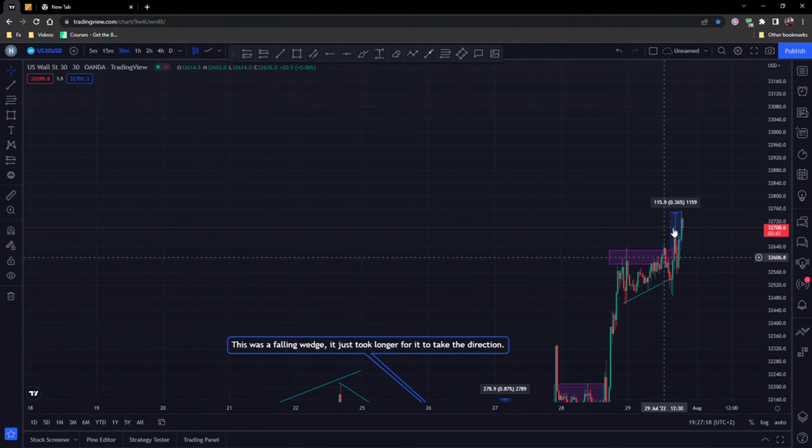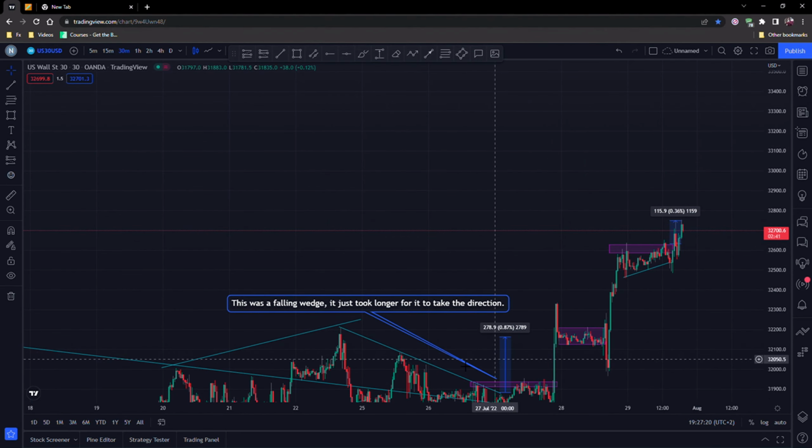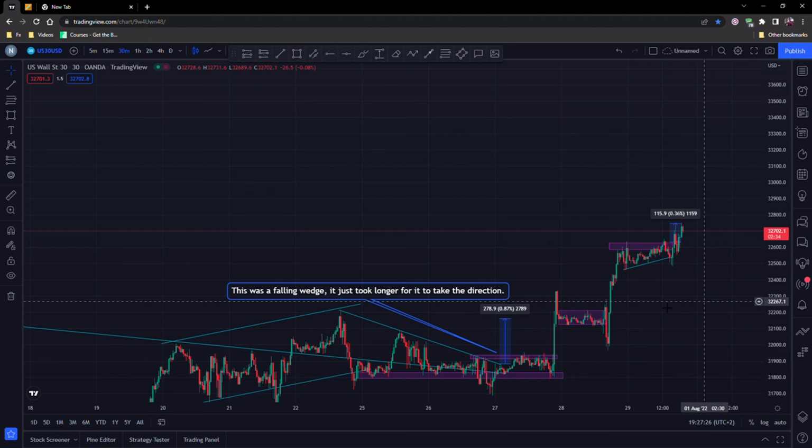But yeah, these are the two formations right there, that falling wedge and then that rising ascending triangle for US30 trades. But that's going to be it for the weekly part for US30.